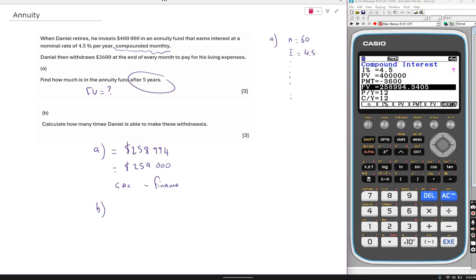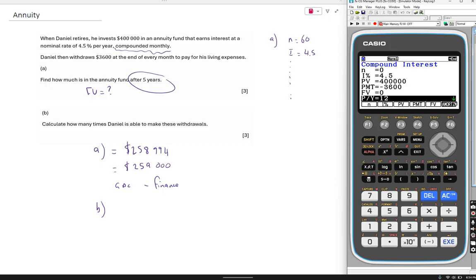Calculate how many times Daniel is able to make these withdrawals. So now I don't know what N is. So I'm going to put 0, but we're trying to solve for n. The future value is no longer going to be 258,000. It's going to be 0, because when he runs out of money, that's going to be the number of months until he runs out of money. I didn't quite say that well enough, but you kind of get the idea.